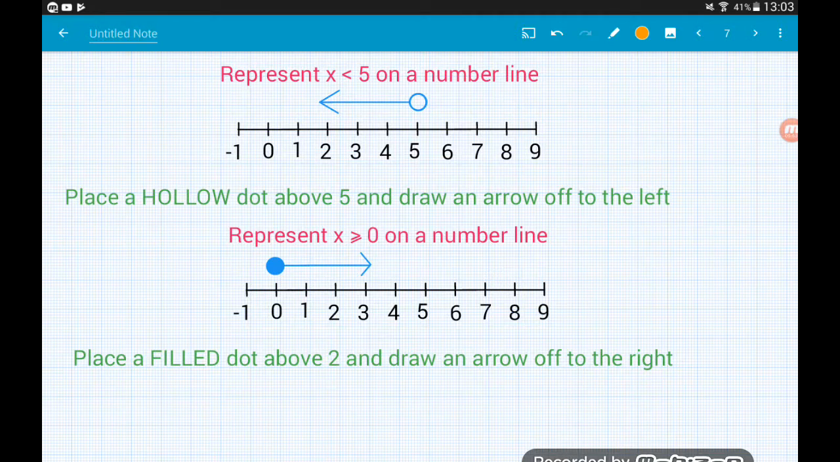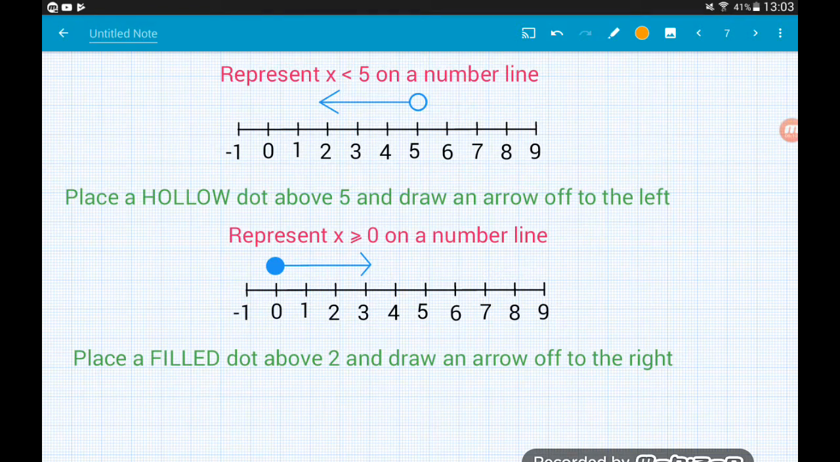Represent x is strictly less than 5 on a number line. So again, we've got a strict inequality, so we put a hollow dot on, and we put it above 5. That's the bound of our inequality. This time x is everything less than 5, so we stick an arrow going down to the left, off to negative infinity.